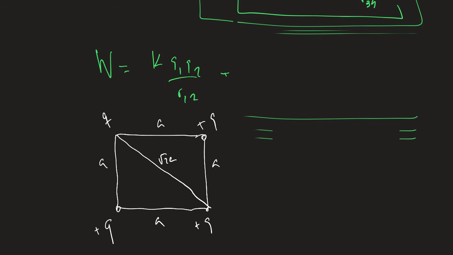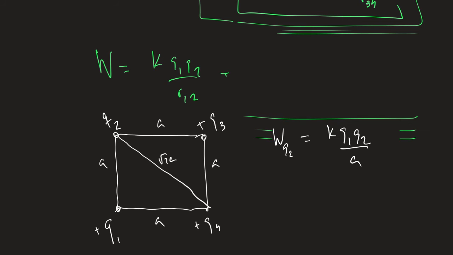So I will name the charges Q1, Q2, Q3, and Q4. Bringing the first charge to this position, I don't make any work. Bringing the second charge Q2 to this position, I make some work. And the work that I make is K, Q1, Q2 divided by A.